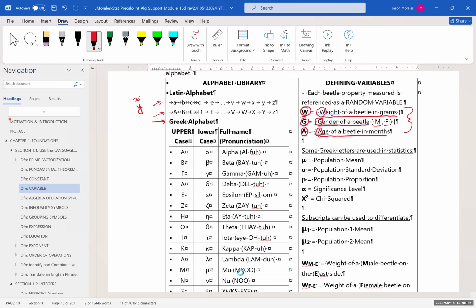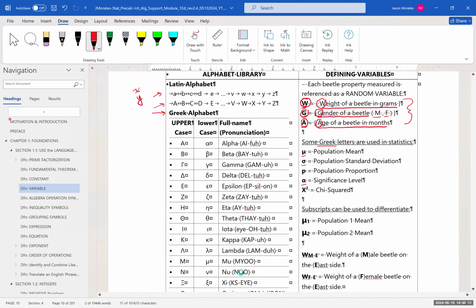In statistics, that's one of the classes that I've taught, a lot of Greek letters are used. So we use mu for population mean, sigma for population standard deviation, alpha for significance level, and chi-squared in statistics. So those are some examples of another math class using Greek letters as variables.